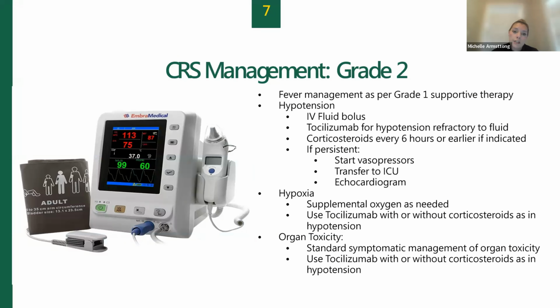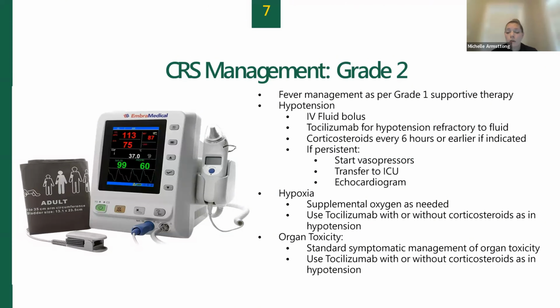For CRS management of grade 2 toxicity, you're going to do everything you did on the front end for the fever management, but now you've added on side effects that involve low blood pressure or low oxygen saturation. So with the low blood pressure, of course, a good starting point is always to add IV fluid boluses. If the blood pressure remains low and is refractory to IV fluid, you then would want to consider adding on the tocilizumab. The next line of therapy beyond the tocilizumab is going to be corticosteroids every 6 hours or earlier if indicated. Typically, this is going to be dexamethasone 10. Now, some facilities I've seen do prefer methylprednisolone, but Dex 10 is typically the go-to IV for CRS management.